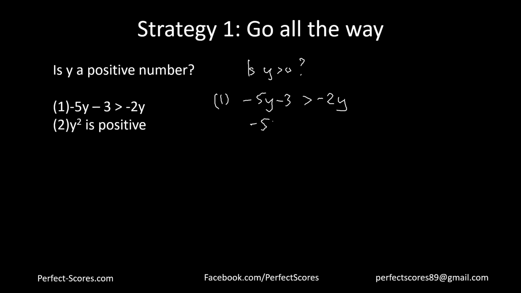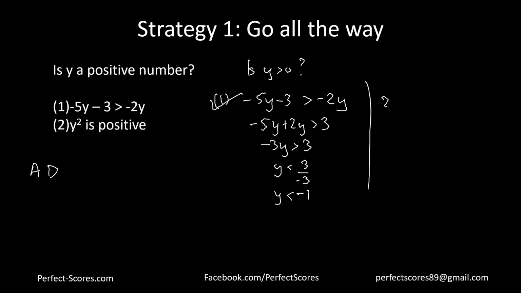So negative 5y plus 2y is greater than 3. Then you have negative 3y greater than 3. And now the signs are going to flip. So y is less than 3 over negative 3. So y is less than negative 1. So this is sufficient. So it's either A or D.